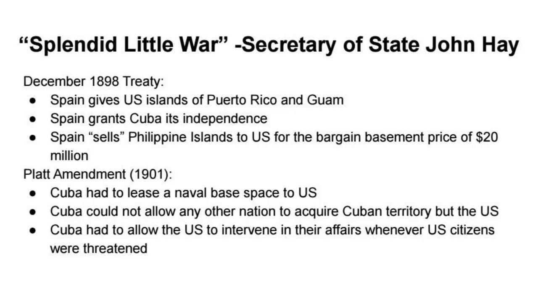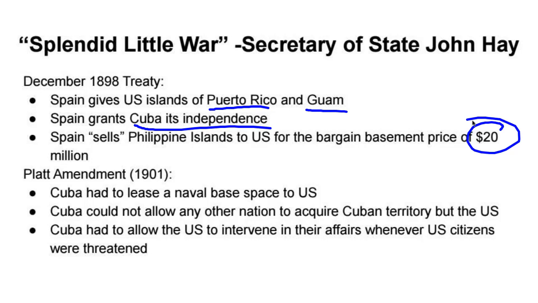So Secretary of State John Hay, under William McKinley, actually referred to this as a splendid little war, because in the December 1898 treaty, Spain gives the United States the islands of Puerto Rico and Guam. It grants Cuba its independence, and it sells, again in quotes, this is a lot like the Mexican War, when we defeated Mexico, bought a bunch of territory for $15 million back then, while we buy the Philippine Islands for the bargain basement price of $20 million.